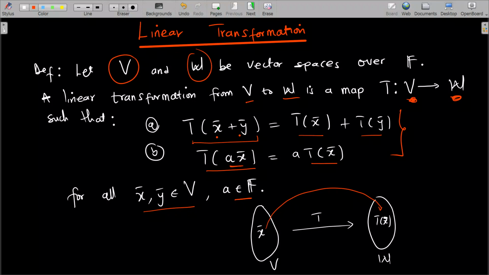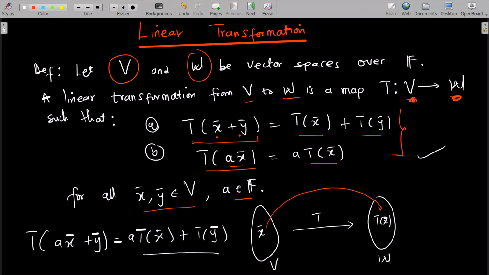Some books will combine these two conditions and say that it satisfies something like T of a x plus y should be equal to a T of x plus T of y. Remember, you can combine these two conditions as one like this, okay? But we are going to do them separately, and when you are more confident about understanding these two things, then you can combine them as this one, okay?